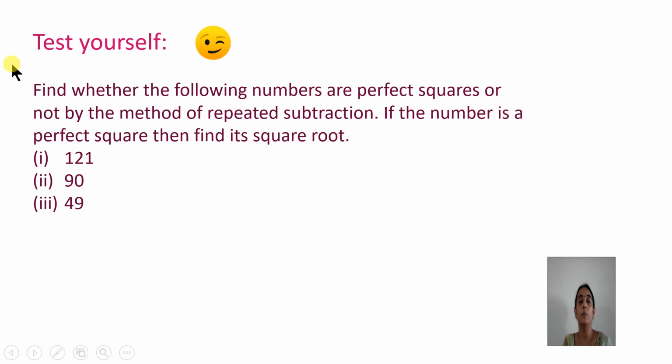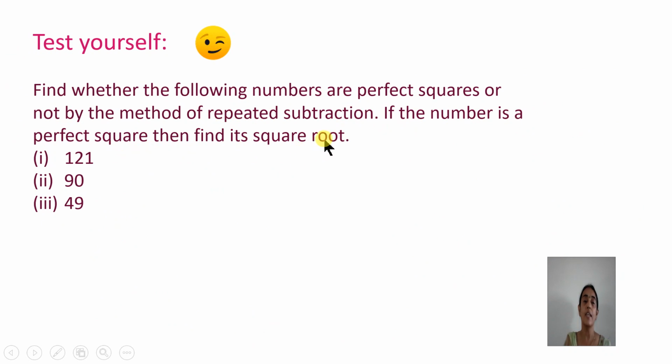So now test yourself whether you have understood or not. If you have not understood, watch this video again. Slowly do it by yourself and you will understand. After that, find whether the following numbers are perfect squares or not by the method of repeated subtraction. If the number is a perfect square, then you have to find its square root.